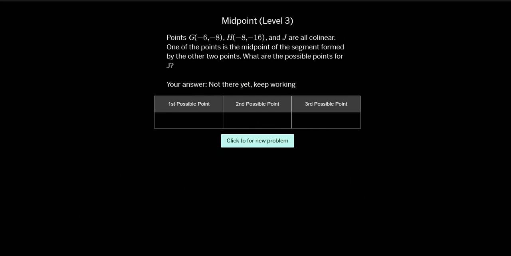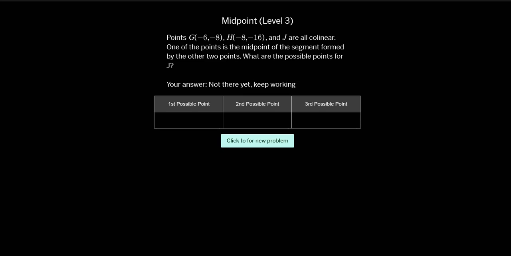This is a tougher version of the midpoint problems because it forces you to think in 3 different ways. We're told we have a point G at (-6, -8), a point H at (-8, -16), and a point J that is unknown. We're told that they're collinear, which, if we think back, means that they're all on a line together, and one of the points is a midpoint. So it doesn't say which one, it just says one of them. That means all 3 points have a chance to be the midpoint. And the question wants to know, what are the possible points for J?